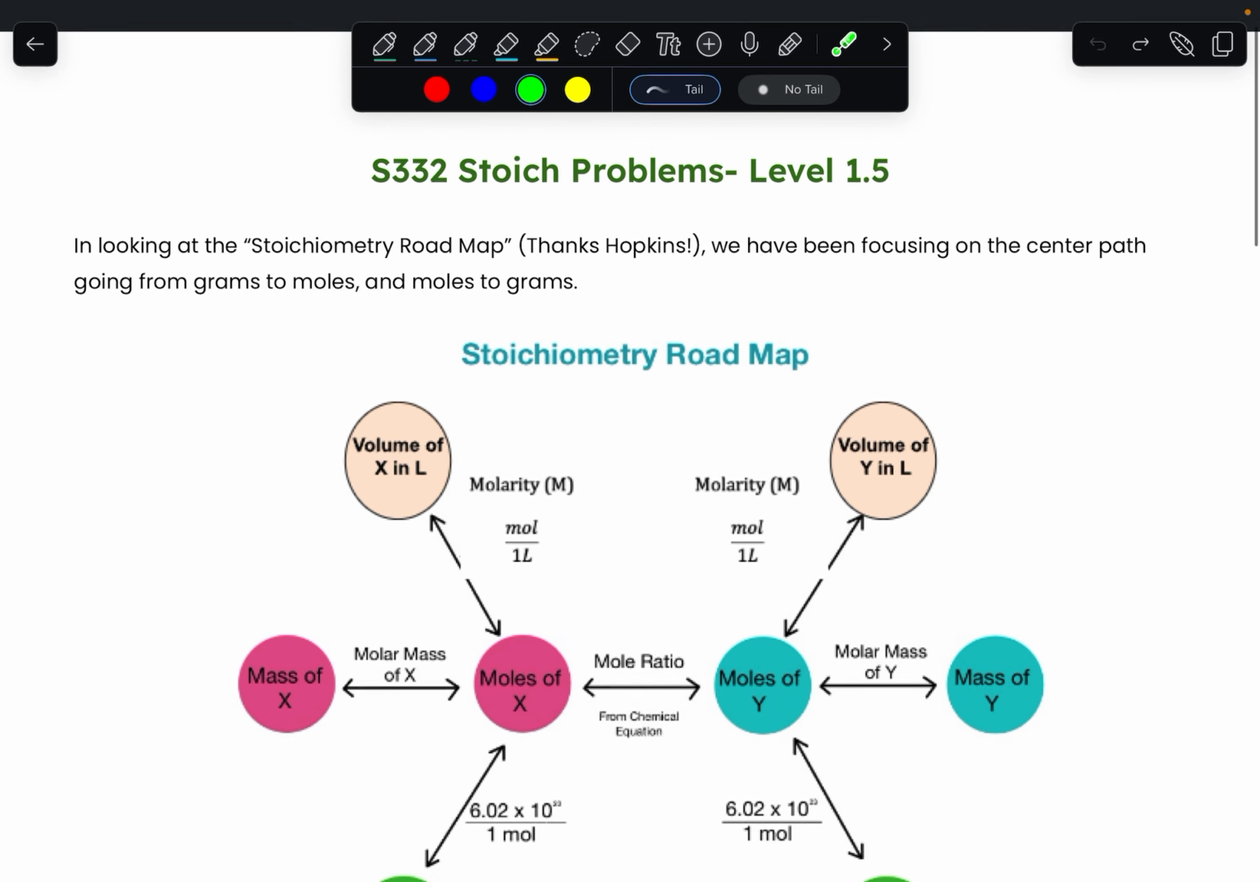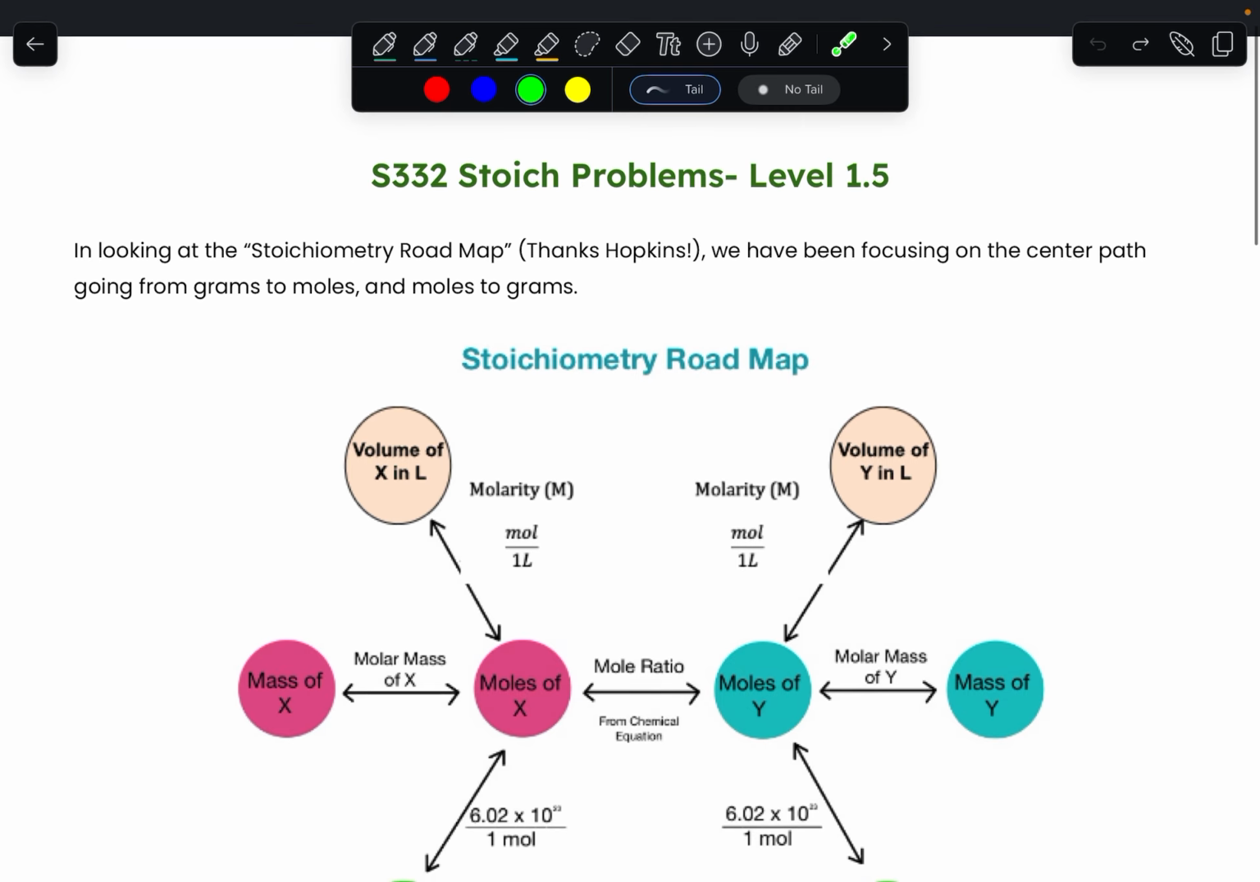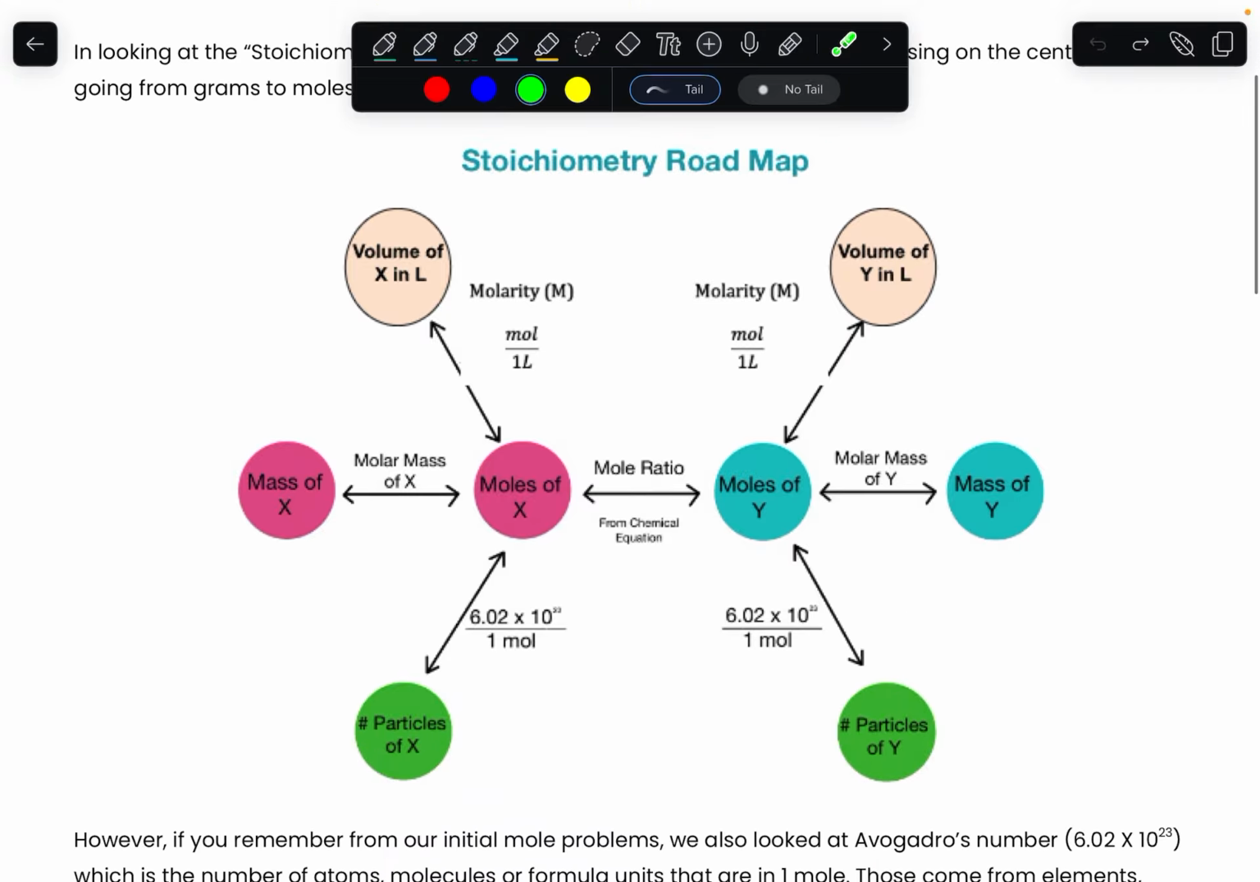So this is called a Stoich level 1.5 worksheet because it's not anything super different than what you've been doing. It is just a new stoichiometry pathway that we haven't explored before. So the same skills of factor label are going to apply. We're just going to use a different conversion factor from our moles chapter called Avogadro's number to figure out how many particles of our substance we're looking for.